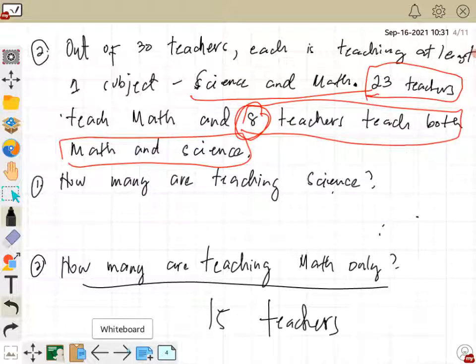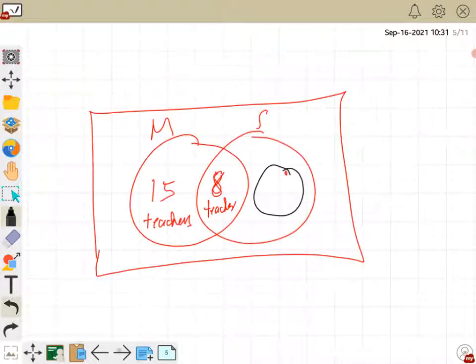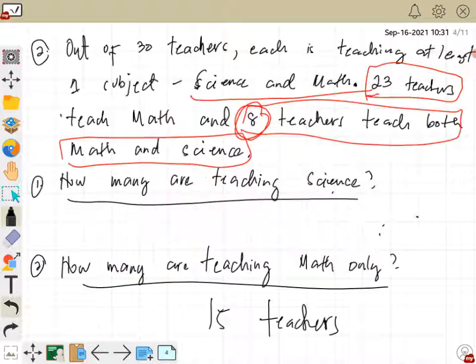The question is, how many are teaching science? If we add these up, it should be 30. So what is lacking so that it will become 30? 15 plus 8 is 23. To become 30, that should be 7 here. Meaning, there are 7 teachers teaching science only. But the question here is teaching science, not science only. So that gives us 7 and 8. So that's 7 plus 8, 15 teachers.